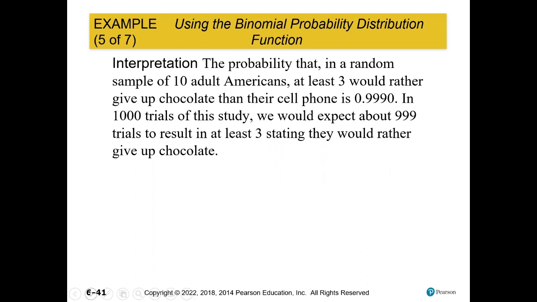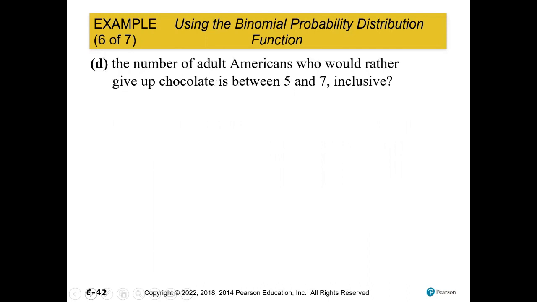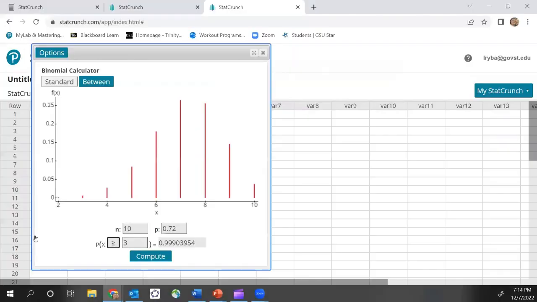I like both. This one here is a between. So how about we get between 5 and 7 inclusive? So that means I'm including 5 and 7. So 5 less than or equal to x less than or equal to 7 is what it's going to look like when I go to my between here.